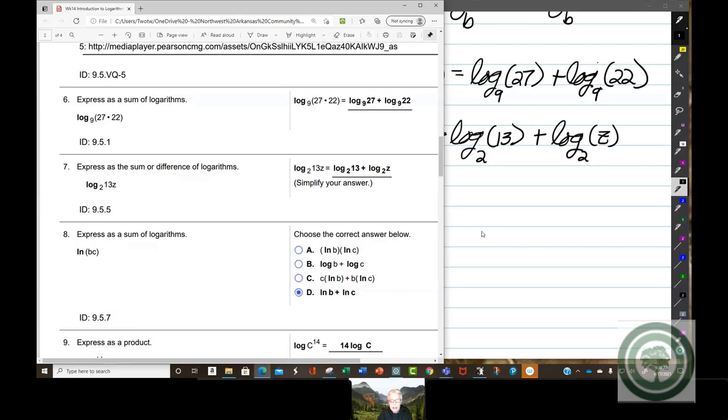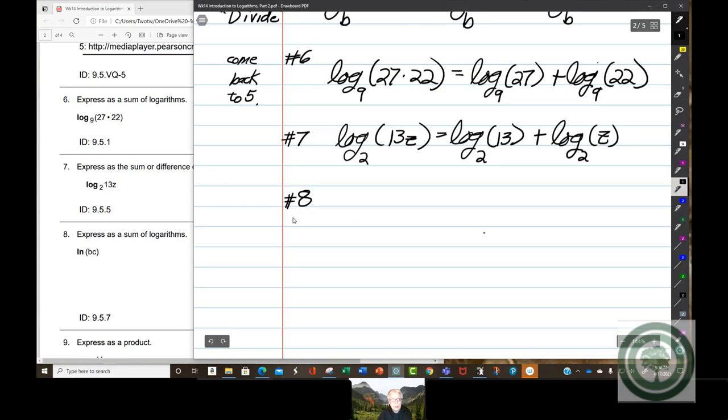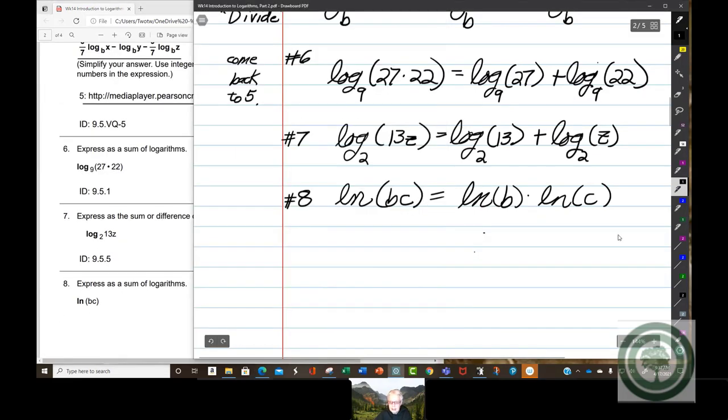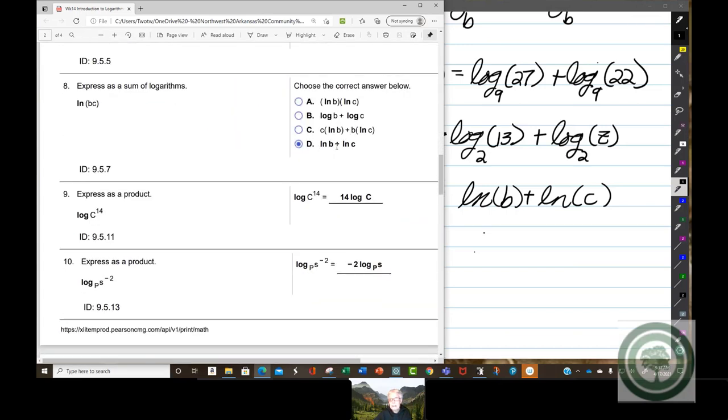And here we have an LN problem, number 8. You've got to remember, and it's hard to do at first, LN is just another log. It's just written funny, as if logs weren't written funny. Okay, the LN of BC, that's B times C, equals the LN of B times the LN of C. That's the way I would write it. Let's see. They got me. Plus. The LN of B plus the LN of C. And here they're throwing all the other rules at you.